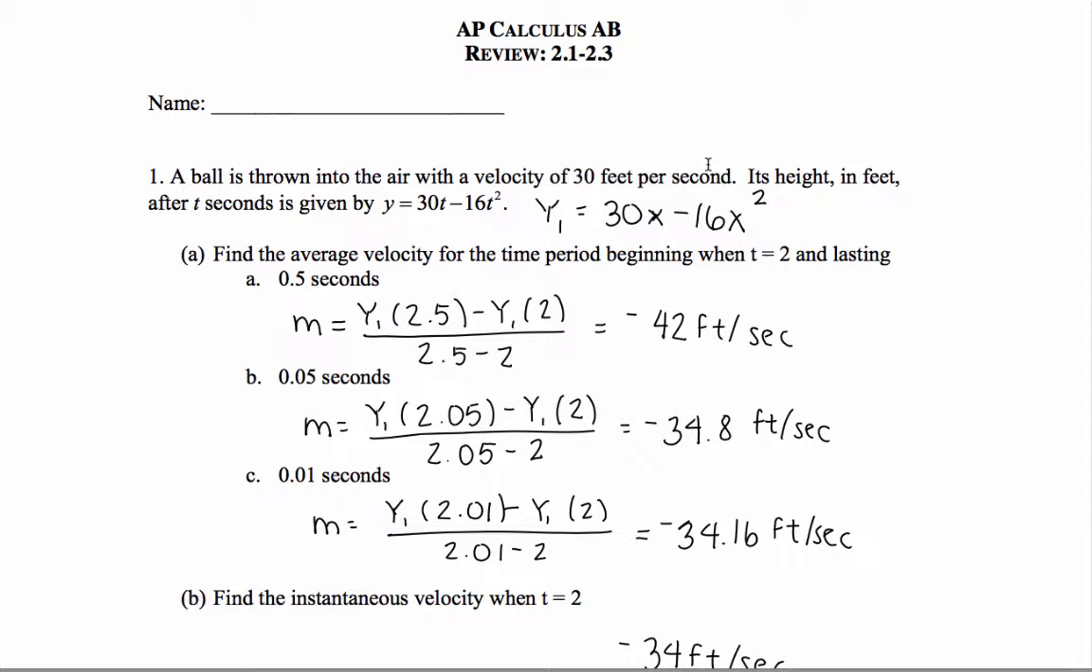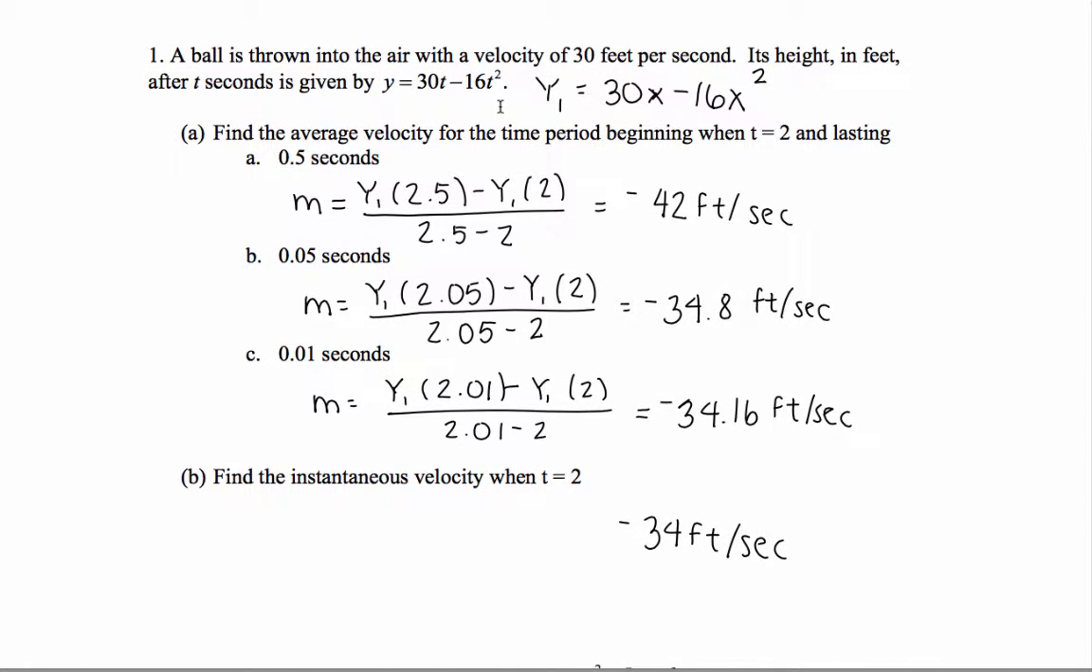I wanted to quickly go over just two questions from the quiz review. And the first one was this first problem here, particularly part B, find the instantaneous velocity when t equals 2. You can see that I did part B just by looking at A. I saw that the intervals were getting smaller and smaller, because this was between 2 and 2.5, then 2 and 2.05, and then here 2 and 2.01.